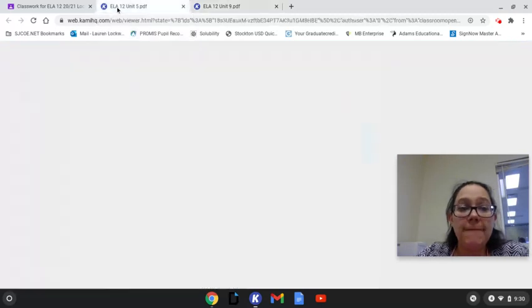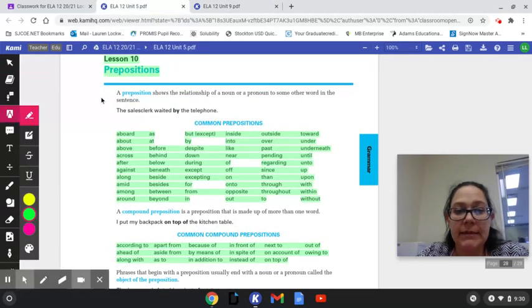In Unit 5, Lesson 10 of Grammar gives you a list of common prepositions. You can use these to help you on Unit 9, Lesson 18. You have common prepositions that are just one single word and common compound prepositions that are more than one word.